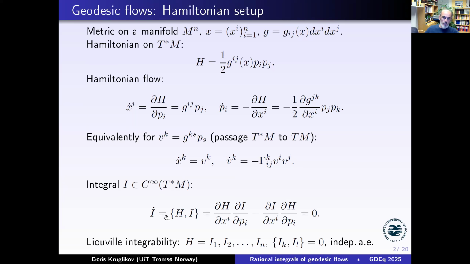And then the standard thing: a function on the cotangent space is an integral if its derivative along the flow, which is the same as the Poisson bracket, is equal to zero. There is some disagreement in plus or minus signs between sources, but it doesn't matter. So that's the standard Poisson bracket, again with summation over repeated indices. Liouville integrability means the existence of n integrals in involution and almost independent everywhere, where the first integral is just the Hamiltonian itself. Usually people write here smooth functions, but that is actually what is going to be changing here.